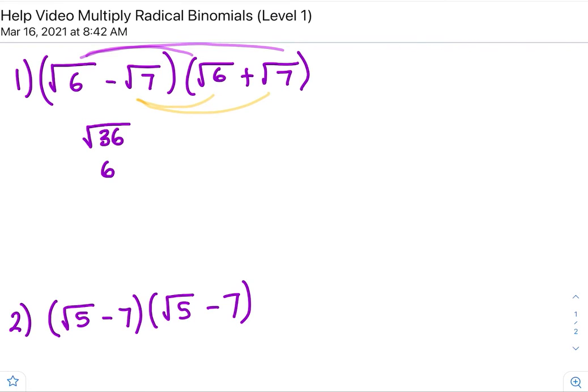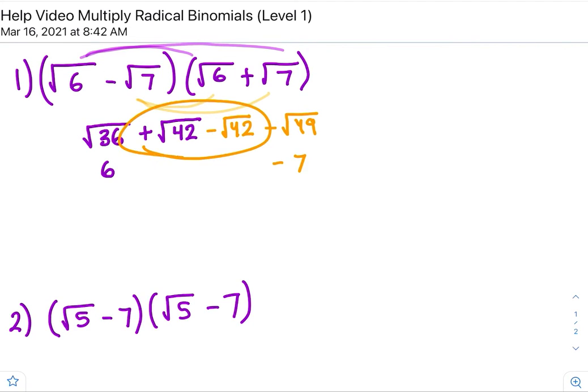Square root of 6 times square root of 7 is going to be plus the square root of 6 times 7, which is 42. Now we're doing the orange. Negative square root of 7 times square root of 6 is negative square root of 42. And negative square root of 7 times the square root of 7 is negative square root of 49. But remember, anytime you multiply a square root by the same square root, it's just going to give you back the number on the inside, without the square root. So we have this.